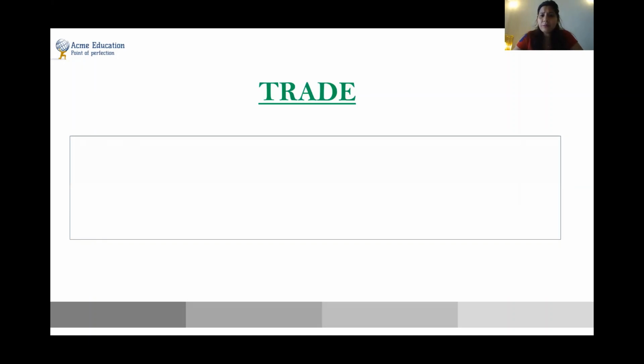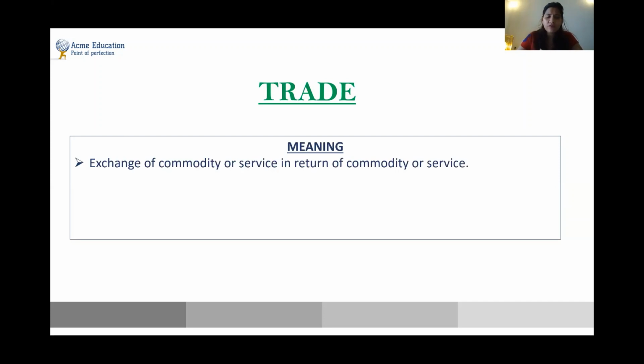That's it. Now we move to the next topic, and that is, what do you mean by trade? To start with, the meaning of trade is exchange of a commodity or a service in return for a commodity or a service. So trade is basically buying and selling of commodities, not manufacturing of the commodity. Like, if there is a manufacturer and a wholesaler, the wholesaler buys the goods from the manufacturer and further sells those goods to the customer. So he's just a mediator in between, and this is basically called trading.